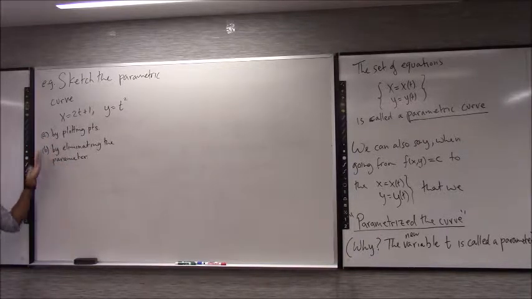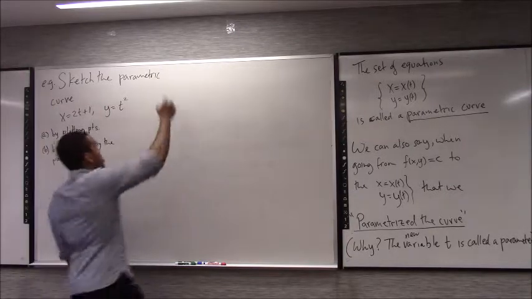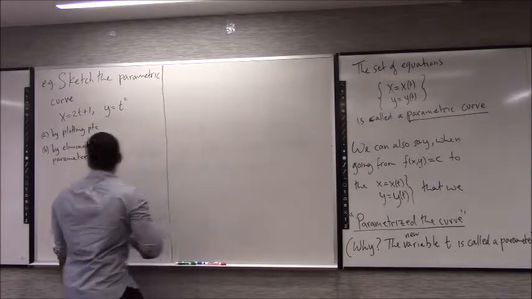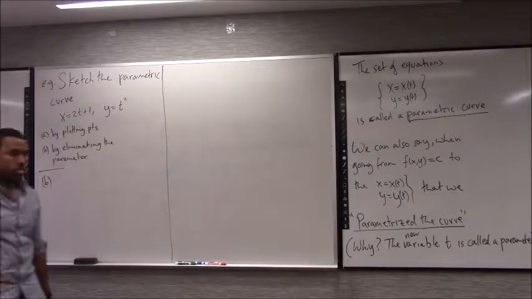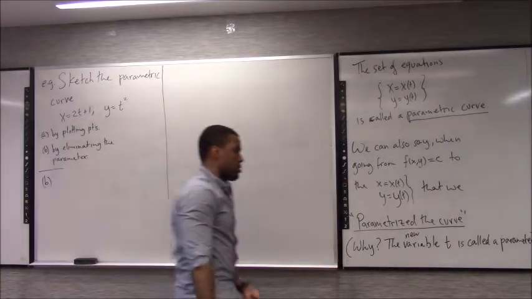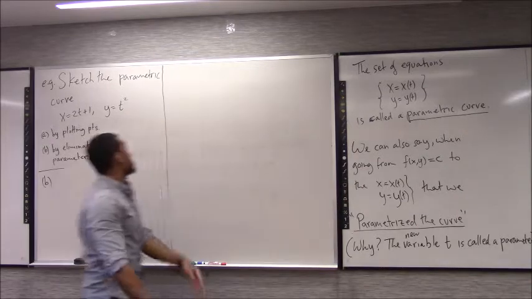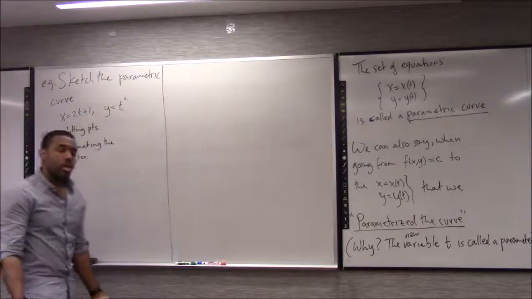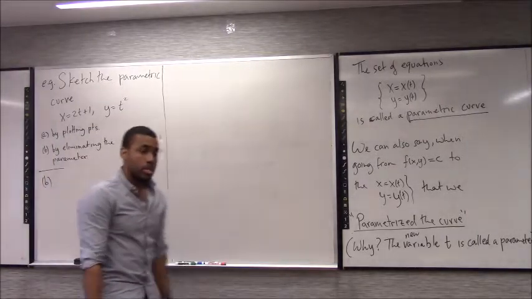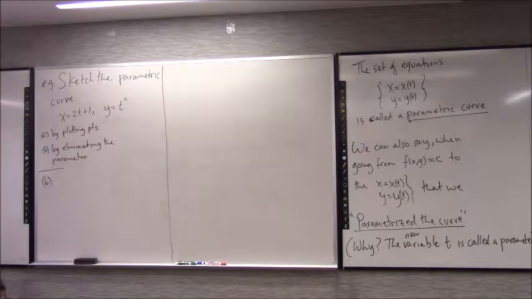Usually, plotting points, I mean, we're in Calc 2, plotting points is sort of beneath us, I understand. Maybe let's do B first. Now, eliminating the parameter means unparameterizing the curve. Let's eliminate the t from consideration and try to get back to x and y. Sometimes we can do this, sometimes we cannot, sometimes we don't want to, but in this case we can, and I'd like us to try to see what kind of curve that is.